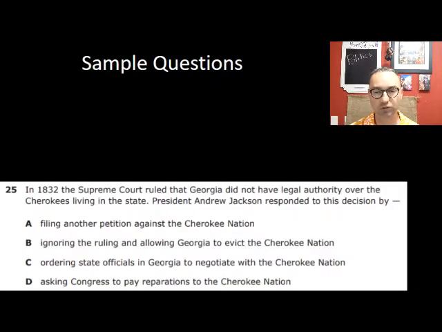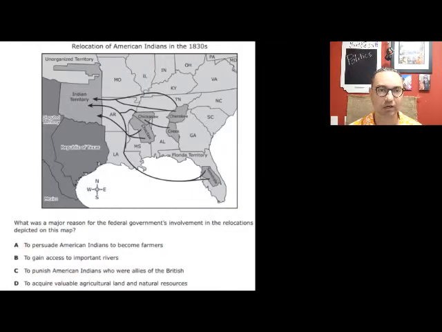In 1832, the Supreme Court ruled that Georgia did not have legal authority over the Cherokees living in the state. This is the part that we just talked about. The Cherokees went to the Supreme Court. The Supreme Court said, yeah, Georgia can't kick you out. Well, President Andrew Jackson responded to this decision by doing what? Ignoring the ruling and allowing Georgia to evict the Cherokee Nation. That's exactly what happened. He was like, nah, I don't care what you say. Georgia, go ahead and do it. And this became known as the Trail of Tears, the relocation of American Indians in the 1830s.